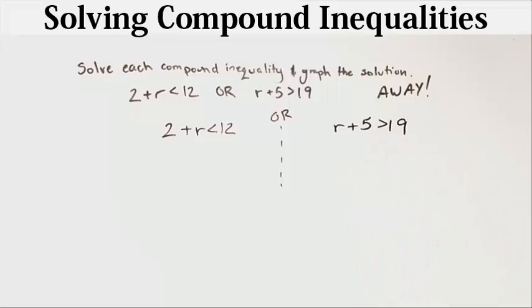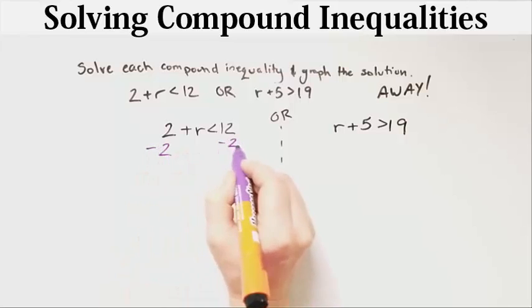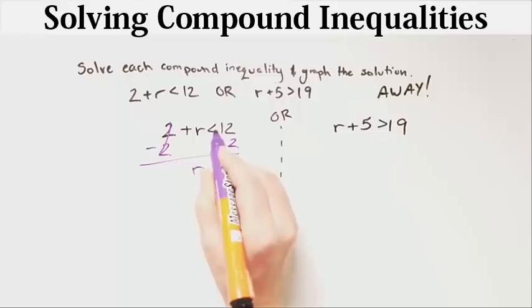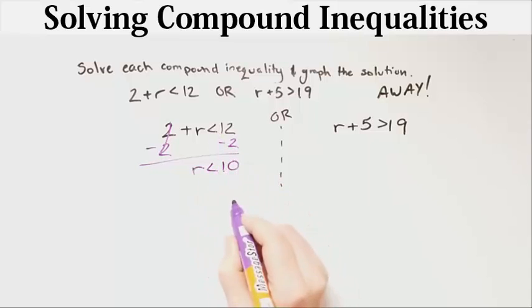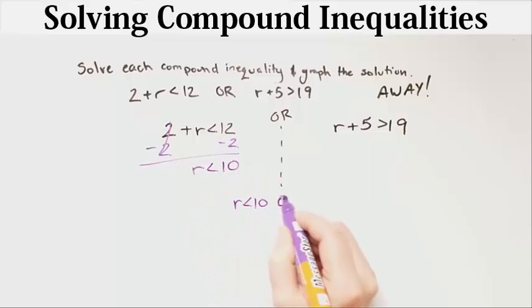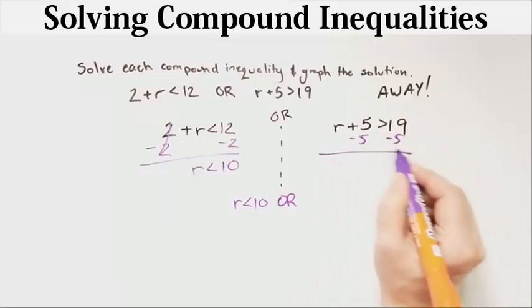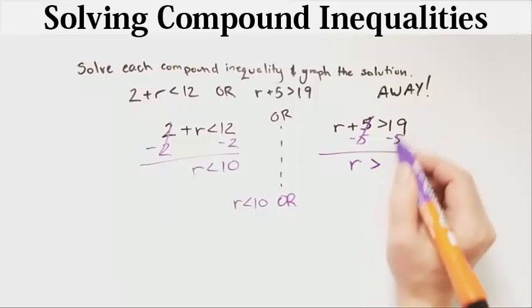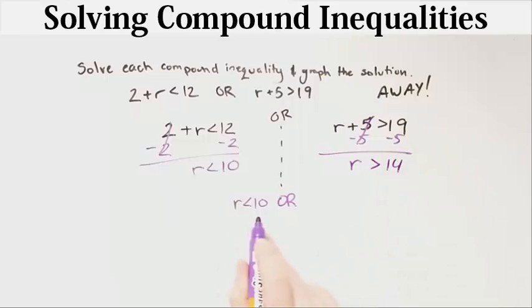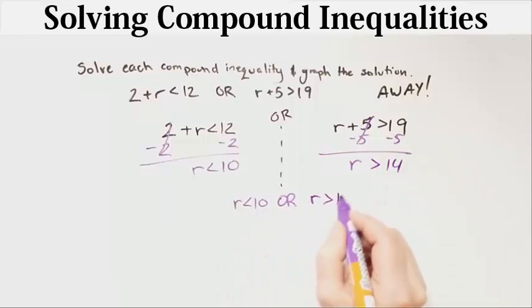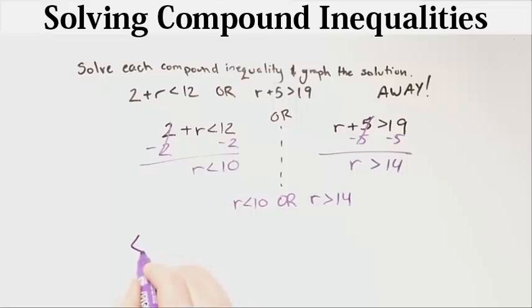So going through and solving these problems, I need r by itself, so I have to subtract 2 from both sides. So I have r is less than 10. So I need to graph r is less than 10, or, coming over here, I need to subtract 5 from both sides. So r is bigger than 14. So my first problem, or, now I have to graph r is larger than 14. There is no way to squish these into a lazy mathematician answer because ors just don't do that.